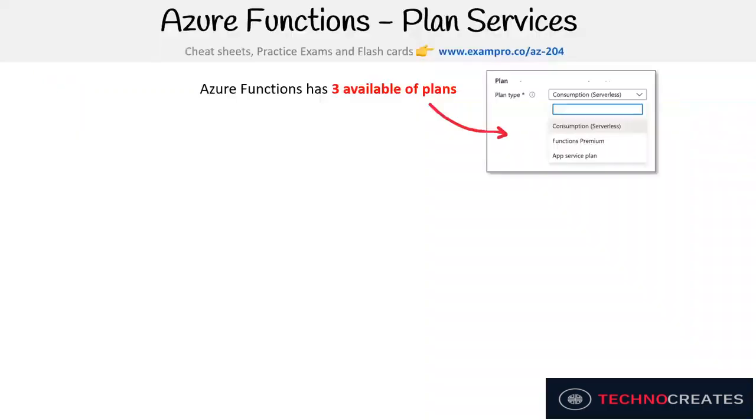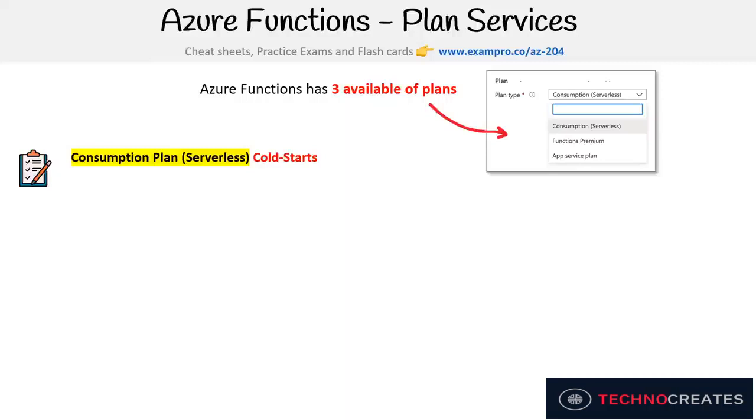Let's take a look at plan services for Azure Functions, and we have three to choose from: consumption, function premium, and app service plan. Very different, very interesting options for you to decide where you want your compute to run and how your compute runs for functions. You do not see AWS or Google Cloud doing that, but the flexibility here is very interesting.